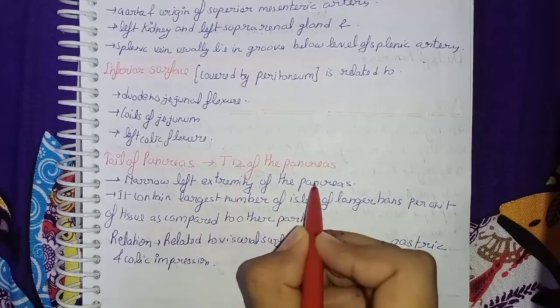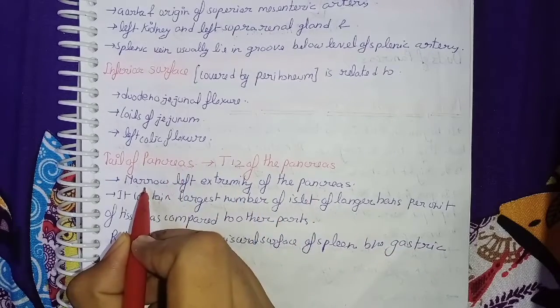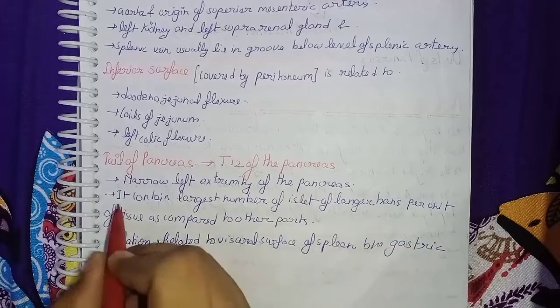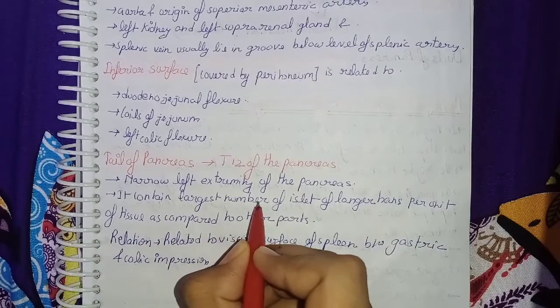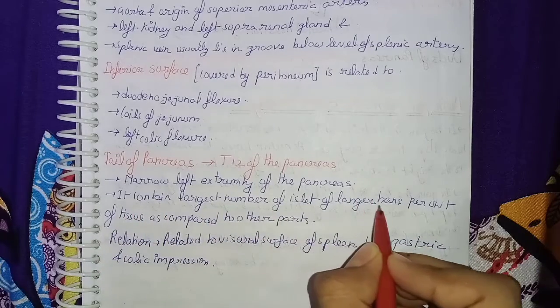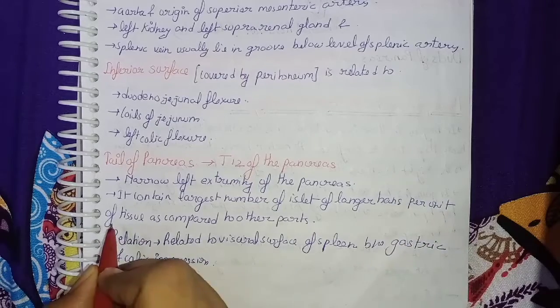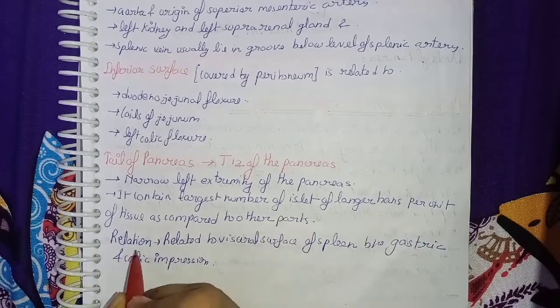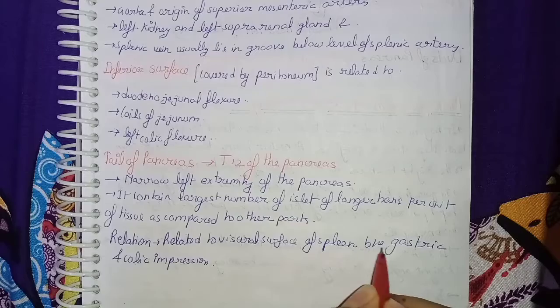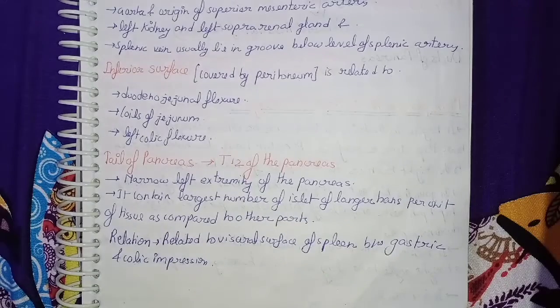Narrow left extremity of the pancreas. The tail of the pancreas, also known as the narrow left extremity of the pancreas, contains the largest number of islets of Langerhans per unit of tissue as compared to other parts. Its relation is to the visceral surface of the spleen, between the gastric and colic impressions.